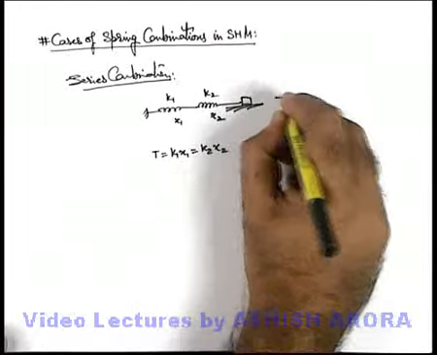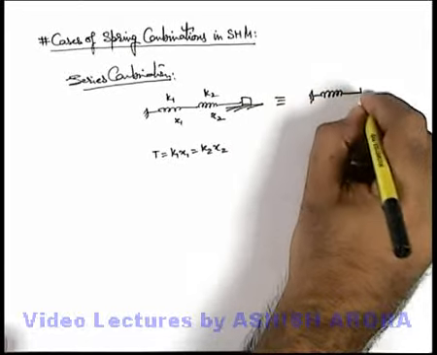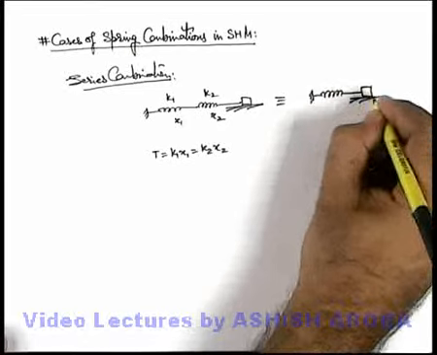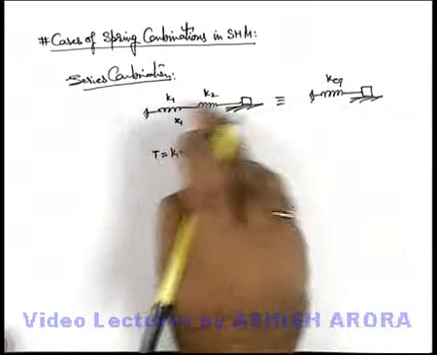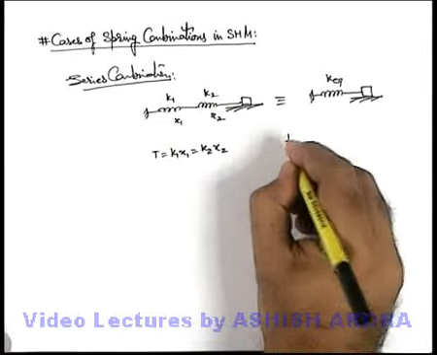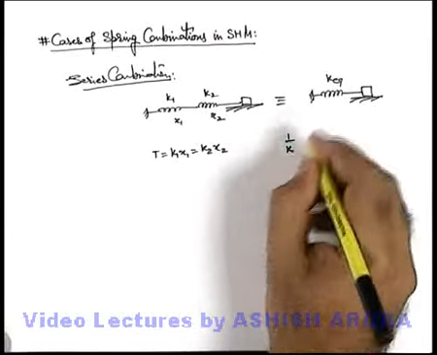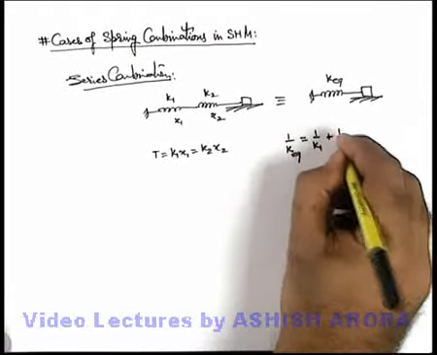And in this situation, the whole system can be replaced by a single equivalent spring for ease of analysis, which has a force constant K equivalent. And for a series combination of two or more springs, the equivalent force constant can be given as 1 by K equivalent is 1 by K1 plus 1 by K2 plus and so on, if more than two springs are there.